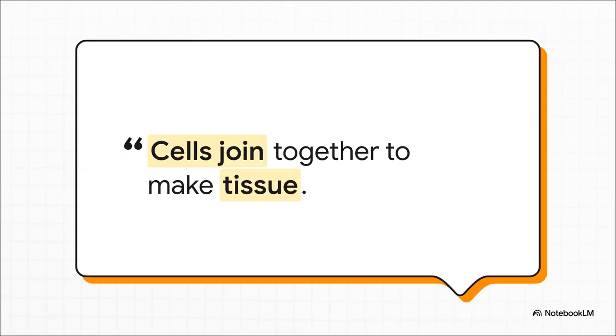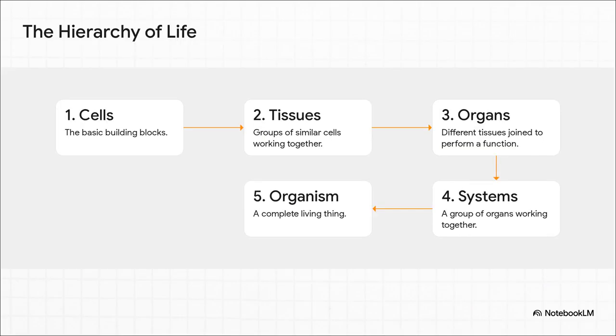Sometimes the simplest explanations are the best. As one student put it, cells join together to make tissue. And that's exactly right. This is the first step up the ladder of complexity, where groups of similar cells band together to do one specific job. And you can see the whole hierarchy, the whole ladder right here. It all starts with cells. Then cells form tissues, like muscle tissue. Tissues then come together to create organs, like the heart. Organs then work together in systems, like your circulatory system. And finally, all those systems come together to create a complete organism, a dog, a tree, or you.